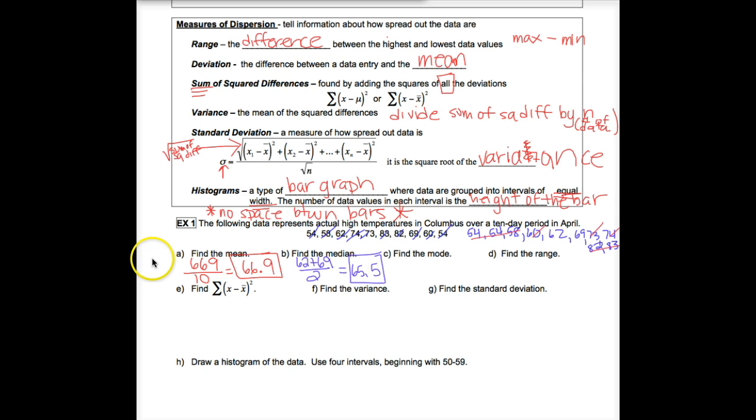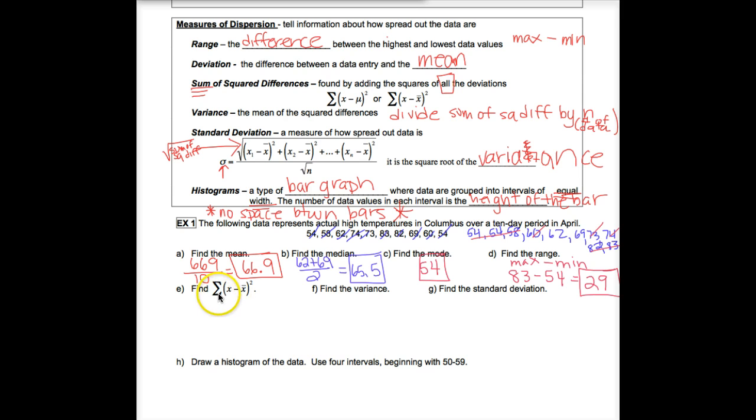Mode, number that appears most often. So 54 appears twice. As I check, there's nothing else that appears twice. So 54 is going to be my mode. Range, remember, is maximum value, take away minimum value. So I've already got the data in order. That helps me. 83 minus 54 means that my range is a span of 29 degrees.